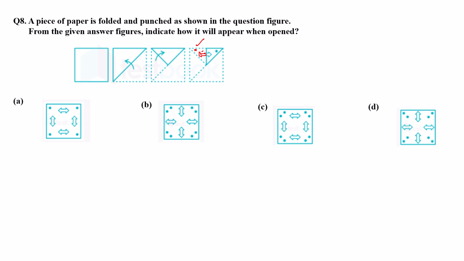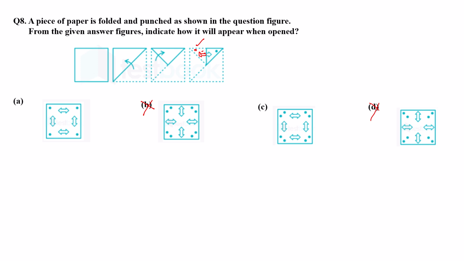First of all, you have to see in the answer figures where the arrow mark is straight. This won't be the correct option because the arrow mark is vertical, isn't it? The arrow should be horizontal. So from here you can remove options B and D. That can't be the option. Now you have to see only options A and C.